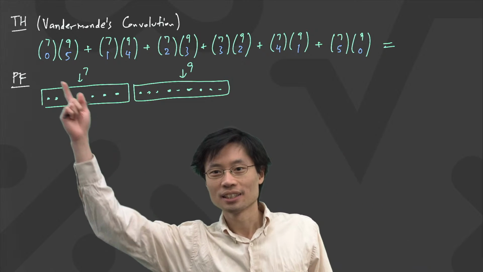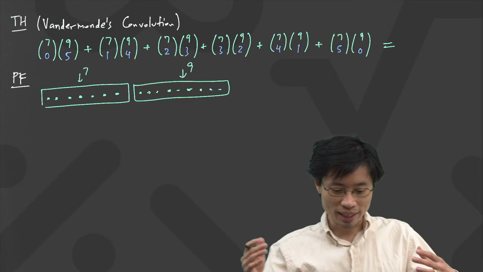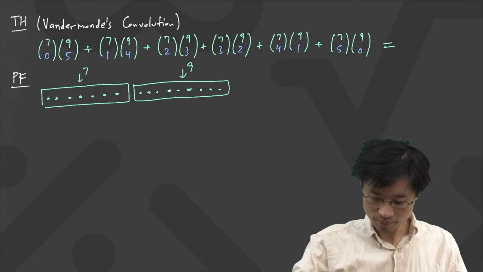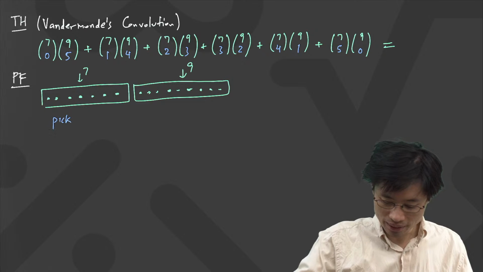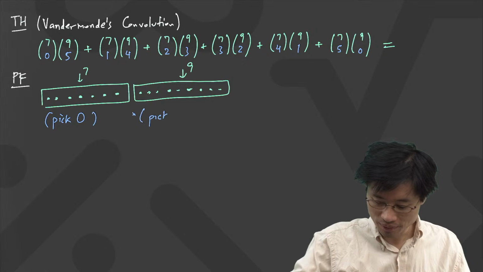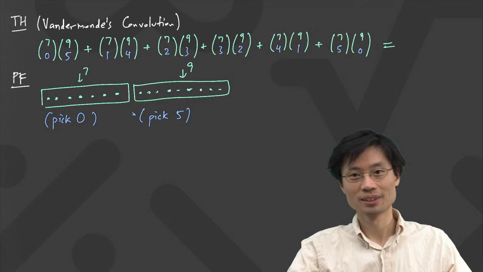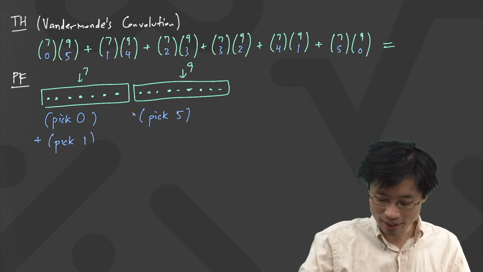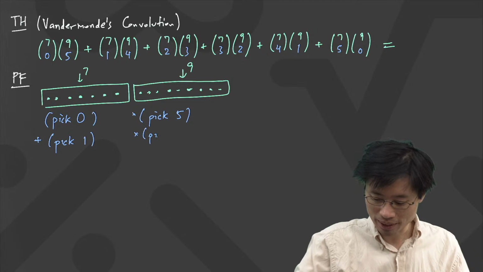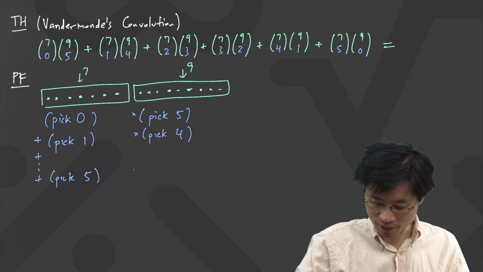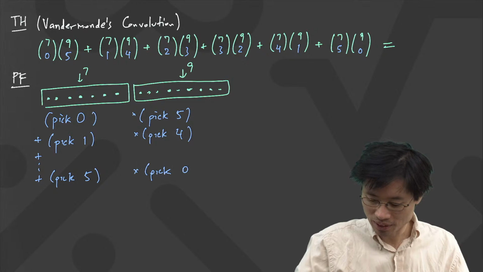The first part is telling me I'm going to find out how many ways I pick nothing from here and pick 5 things from there. So the first part is pick 0 from here, multiply by pick 5 things from there. Okay? Then we're going to add to the number of ways where I picked 1 thing from the first one, multiplied by picking 4 things from the second one, adding all the way down until I pick 5 things from the first one and I pick 0 things from the last one.